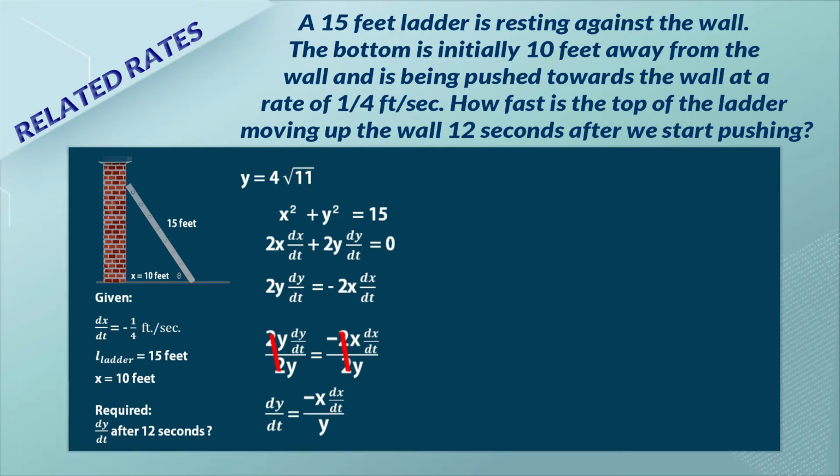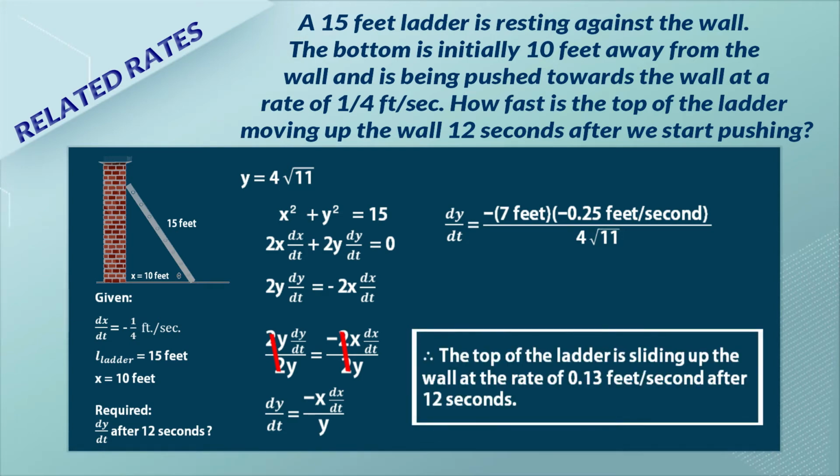We get negative 2x times dx over dt over 2y. We cancel out 2 and substitute values. Negative 7 feet times negative 1/4 feet per second, or in decimals 0.25, divided by 4 square root of 11, we get the derivative of y with respect to time equal to 0.13 feet per second. Therefore, the top of the ladder is sliding up the wall at the rate of 0.13 feet per second after 12 seconds.